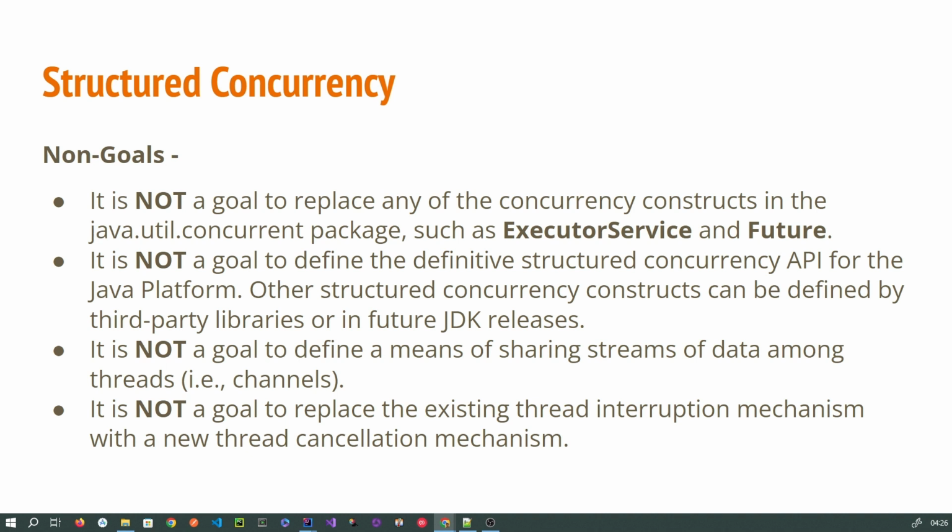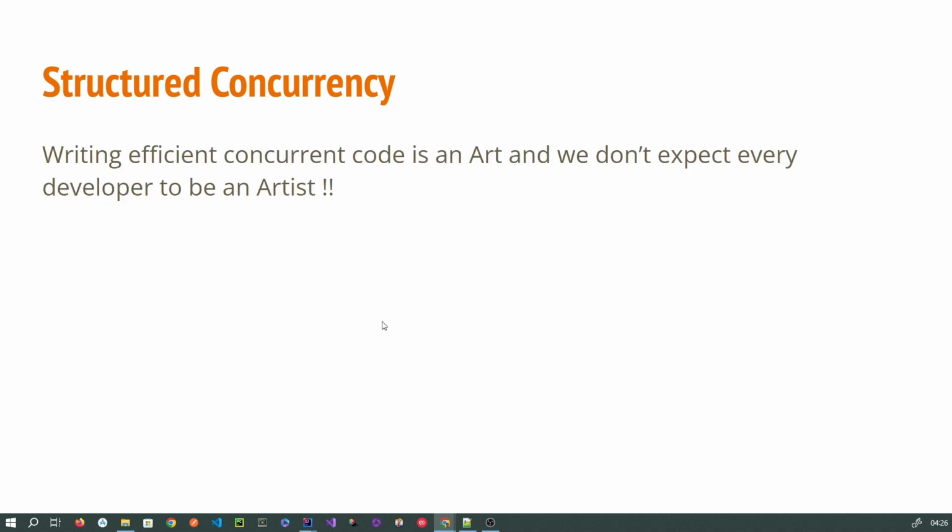It is not a goal to replace the existing thread interruption mechanism with a new thread cancellation mechanism. So there is no new thread interruption mechanism. As of now, it is not going to get replaced. But what I have read is they might propose it in future. All right, let's move ahead.